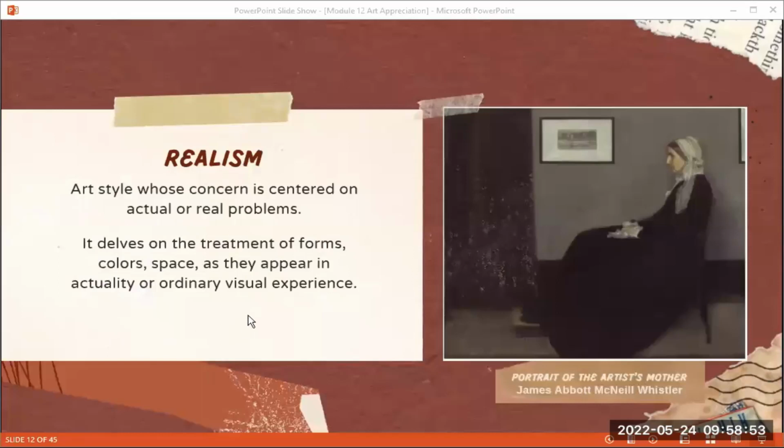Next, we have realism. Now, realism is an art style whose concern is centered on actual or real problems. It delves into the treatment of forms, colors, and space as they appear in actuality or ordinary visual experience. This is a painting created by James Abbott McNeill Whistler. The title of the painting is Portrait of the Artist's Mother.